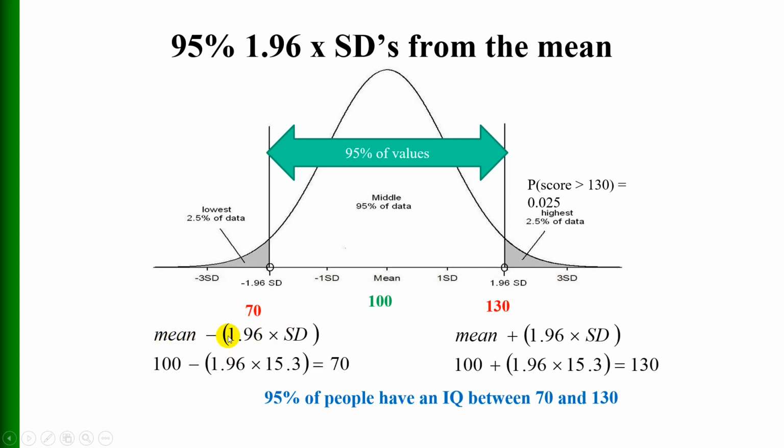So mean minus 1.96 times standard deviation is equal to 70, which relates to this place. Mean plus 1.96 times standard deviation is equal to 130, and this refers to this area. So 95% of the people have an IQ between 70 and 130.